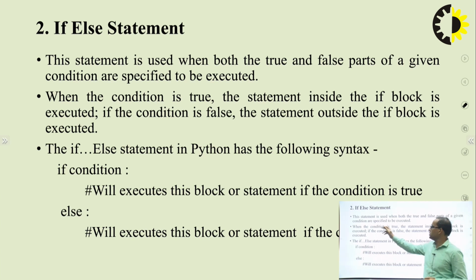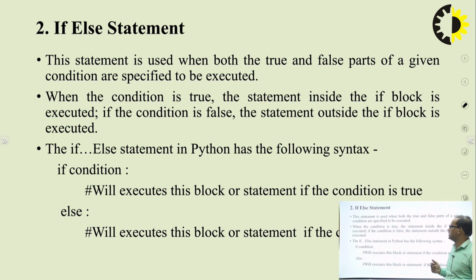This statement is used when both the true and false parts of the given condition are specified to be executed. It means if the condition is true, then we have to write some code that will execute when the condition is true, and we also have to write some code for when the condition is false, so that that code can be executed.